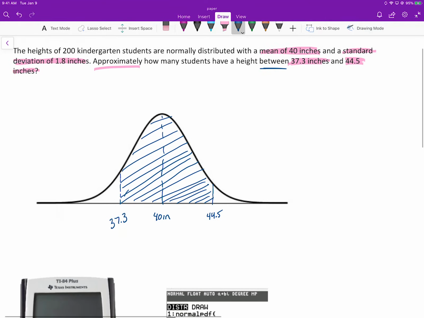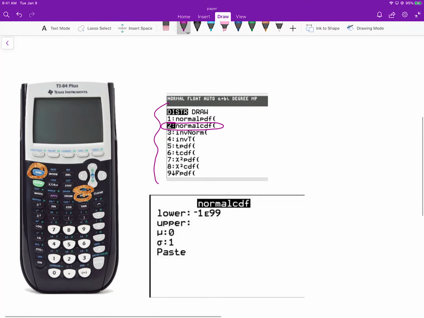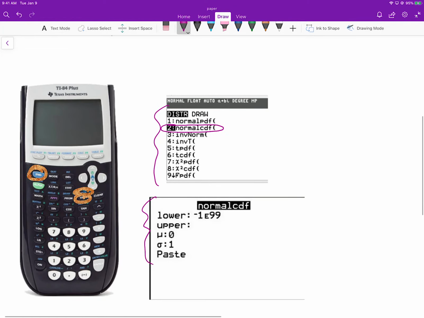Now we are going to go to your calculator. You need your graphing calculator for this, and we are going to find the distribution menu. It's right here, but we are going to access the distribution menu by pressing the second button and then this VARS, and that will bring up your distribution menu. Once you have your distribution menu, it should look like this, and we are selecting for this problem normal CDF. And then you should have a screen that looks something like this. It can vary a little based on your calculator.